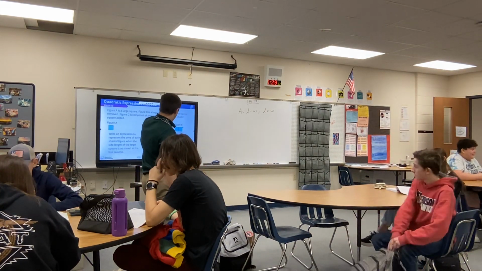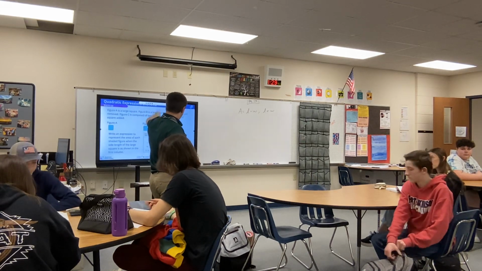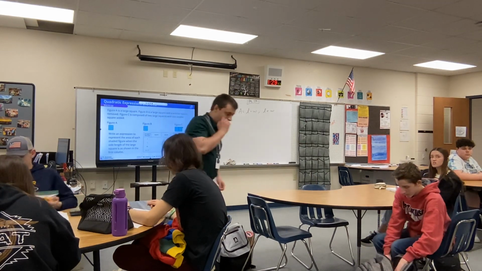We're gonna say that first column is the side length of the large square. And we're gonna find what these areas are. Alright, let's get started.